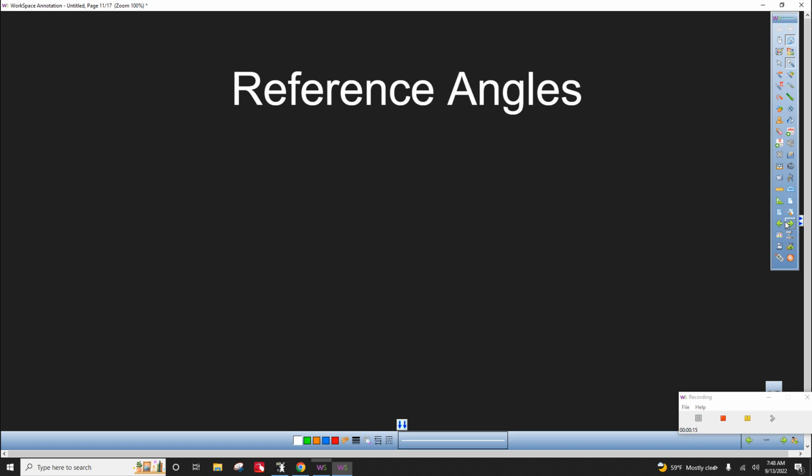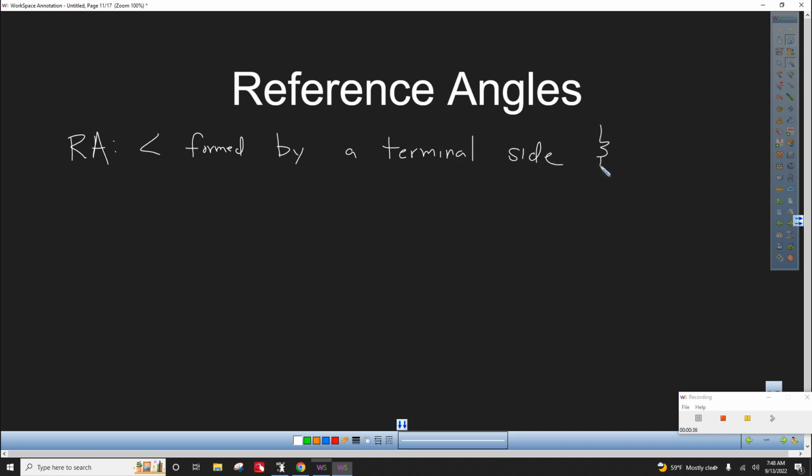Reference angles. A reference angle is an angle formed by a terminal side or a radius and the x-axis. So if I've got some axes and I've got an angle that goes over here, and there's my terminal side, this right here is my reference angle.